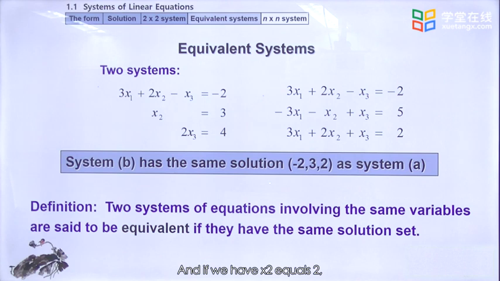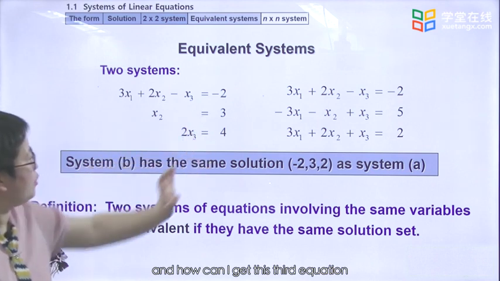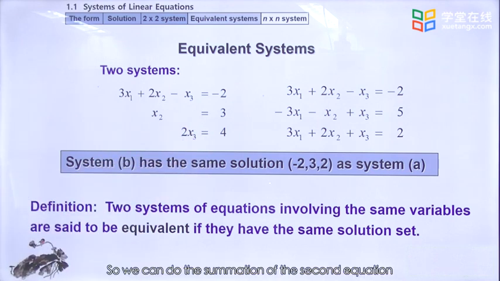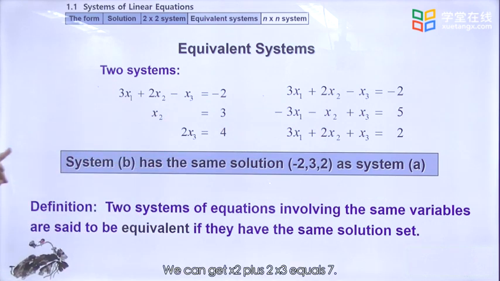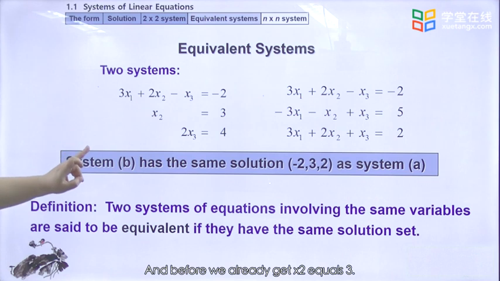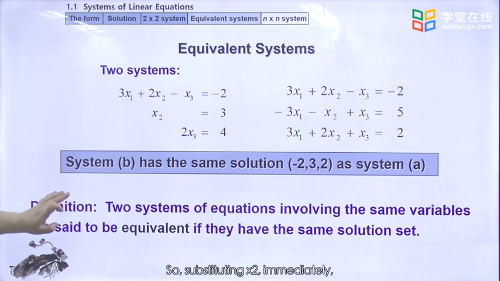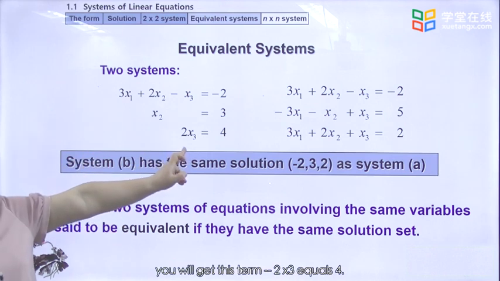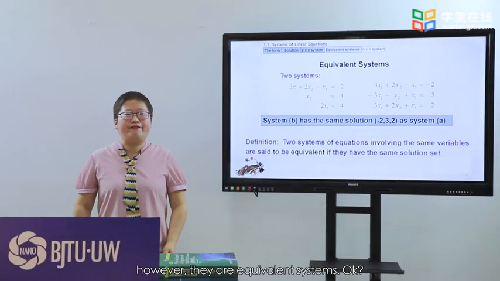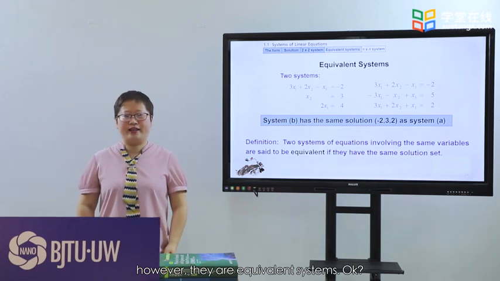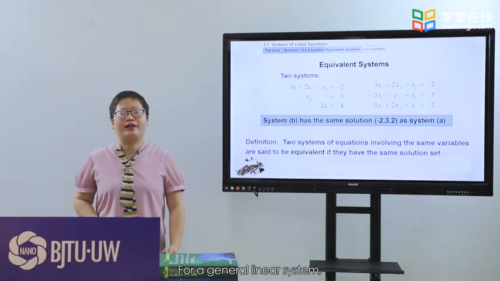And having x2 equals 3, how can we get the third equation, 2x3 equals 4? We can do the summation of the second equation and the third equation, right? We get x2 plus 2x3 equals 7. And before, we already got x2 equals 3. So substituting x2, immediately you will get 2x3 equals 4. Although the two systems look very different, they are equivalent systems. Okay, so one idea comes here, right?